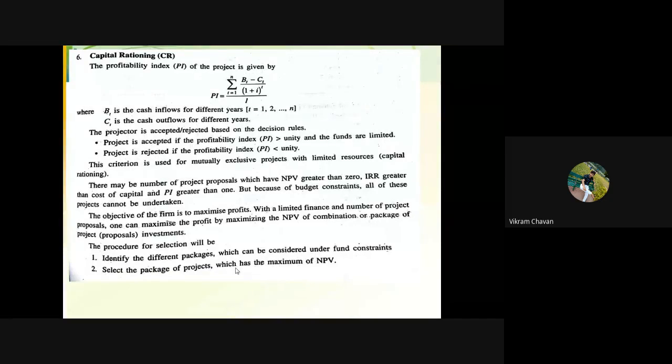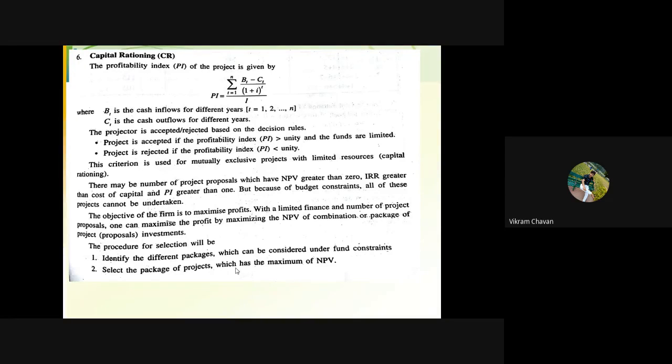The profitability index (PI) of the project is given by PI = summation of t = 1 to n of (Bt minus Ct) divided by (1 plus i) raised to t, where Bt is the cash inflow for the different years and Ct is the cash outflow for the different years. That is nothing but summing up the net cash flow.